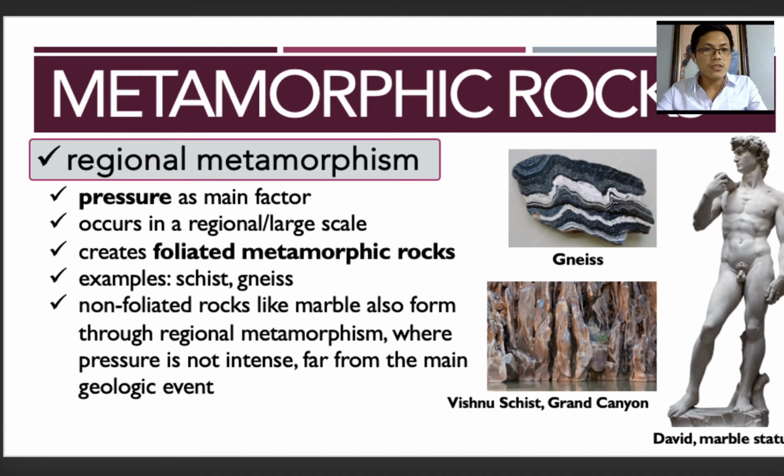Next one is regional metamorphism. The main factor that plays in this one is pressure. It occurs on a regional or large scale, and it creates foliated metamorphic rocks. Examples of regional metamorphic rocks are schist and gneiss. Here we can see that gneiss is an example of a foliated metamorphic rock.